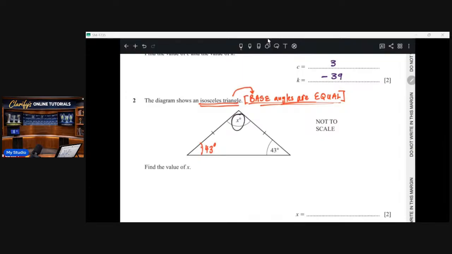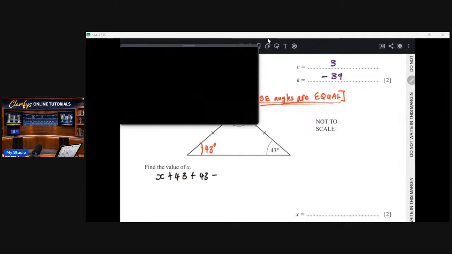Now, can we get x? Yes. How can you get x? You use the other thing that everybody knows about triangles, which is they add up to give you 180 degrees. So now you can find it because you only have one missing angle. To get x, you can first say x plus this 43 plus the other 43 should give you 180 degrees.